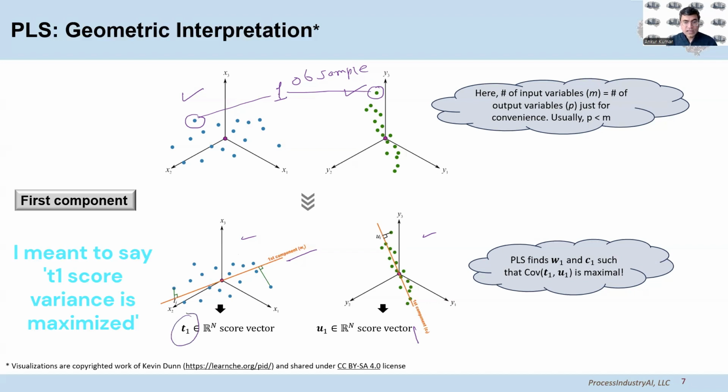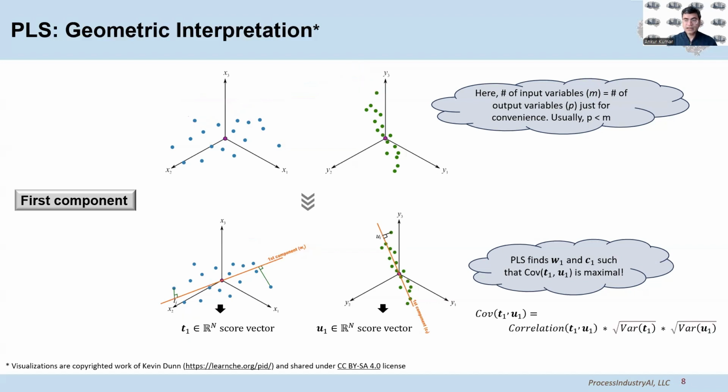In PLS, we instead maximize the covariance between the T1 score values and the U1 score values. And we know that the covariance is given via the correlation between T1 and U1, the square root of the variance of T1 and the square root of the variance of U1.